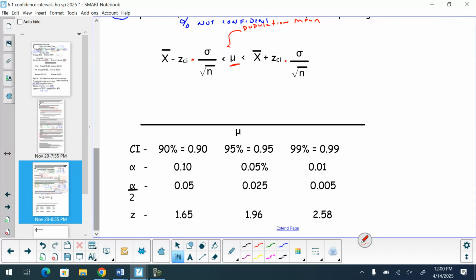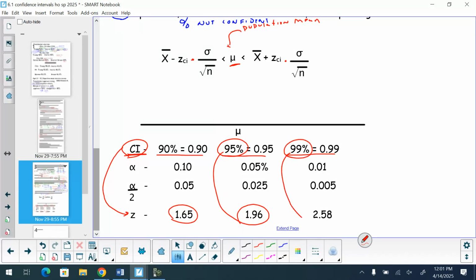Here are our three main values. This is our confidence interval. We will either be dealing with 90, 95, or 99% confidence levels. The z values that we will be using: if I'm looking at a 90% confidence interval, my z value would be 1.65. If I'm looking at a 95% confidence interval, my z value will be 1.96. If I look at a 99% confidence interval, my z value is 2.58.